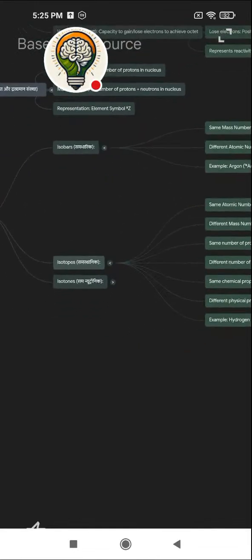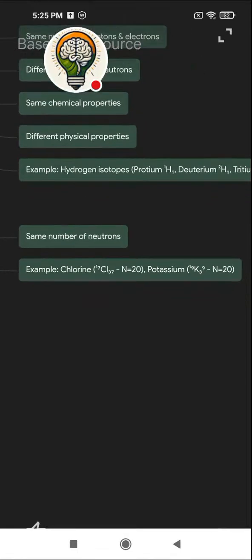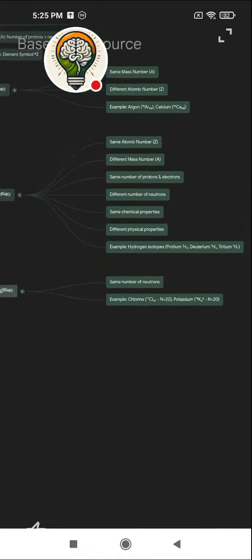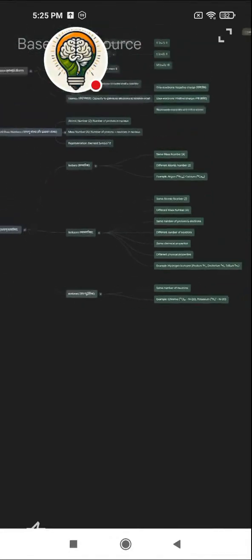Then isotones, same neutrons, so the same number of neutrons. So chlorine 17Cl37 and potassium 19K39. They both have 20 neutrons. So this is the structure of atom completed.